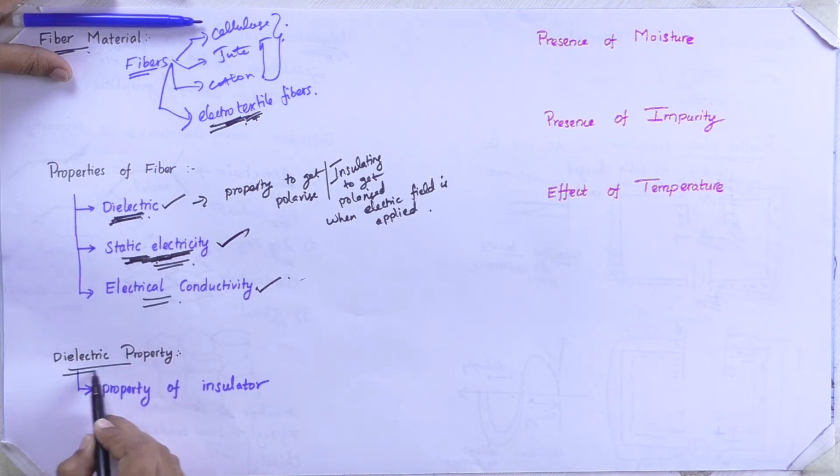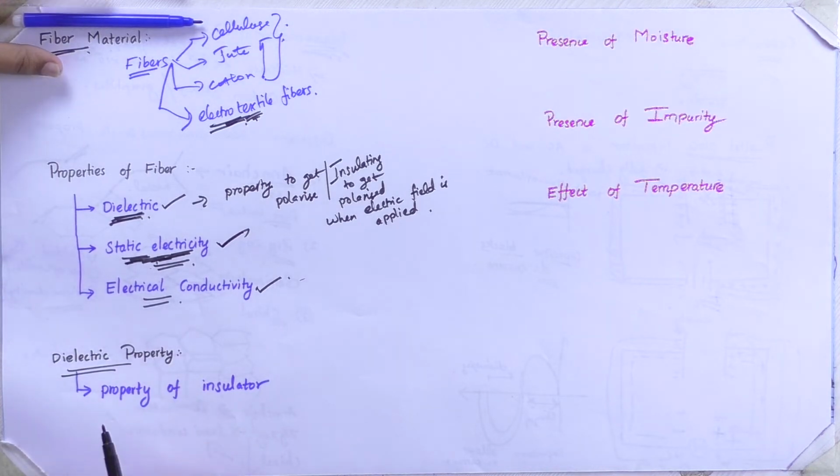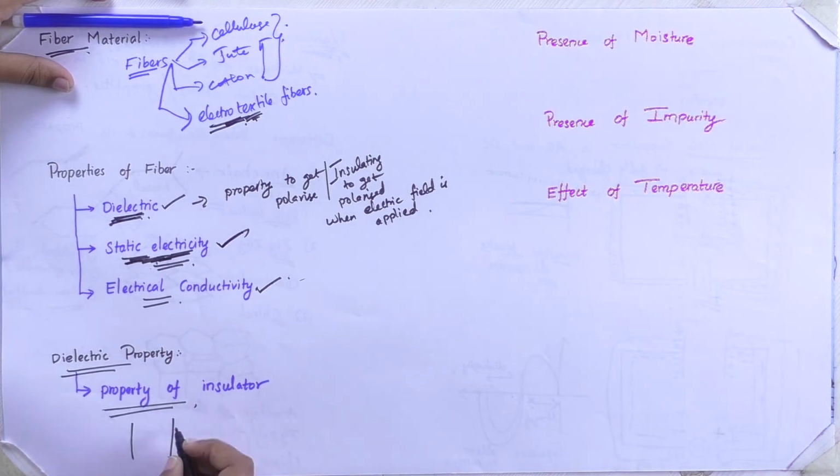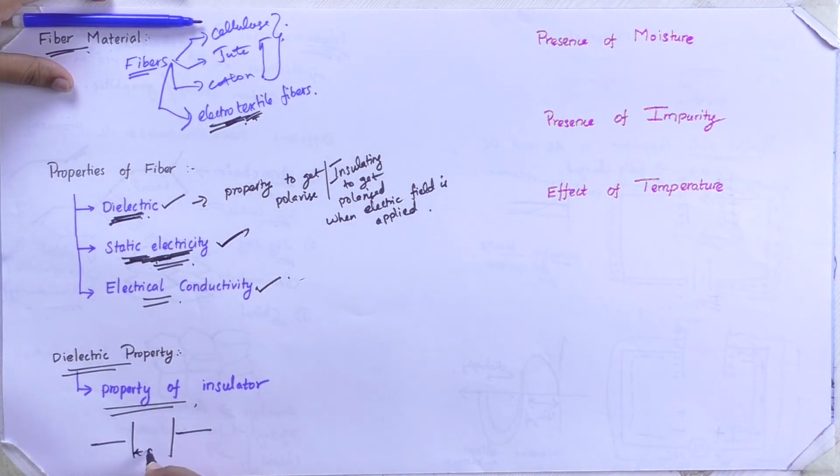So the first thing is the dielectric property. As I said, the dielectric property is the property of a material. We can say that there are two parallel conductors placed at a distance.